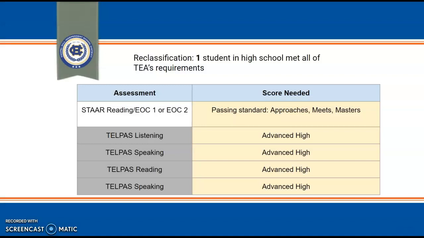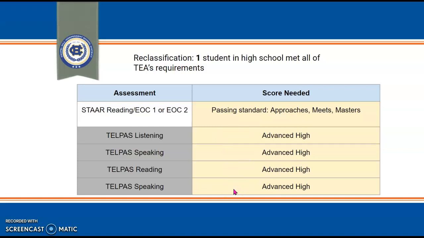So that criteria is established here, or at least seen here. It's based off of 3 different assessments: the STAR reading or their EOCs, EOC 1 or EOC 2. And then of course their TELPAS, all of the domains in TELPAS. So for STAR or EOCs, they have to have a passing standard, either approaches, meets, or masters. And for TELPAS, if you notice here, they have to score an advanced high in every single domain.